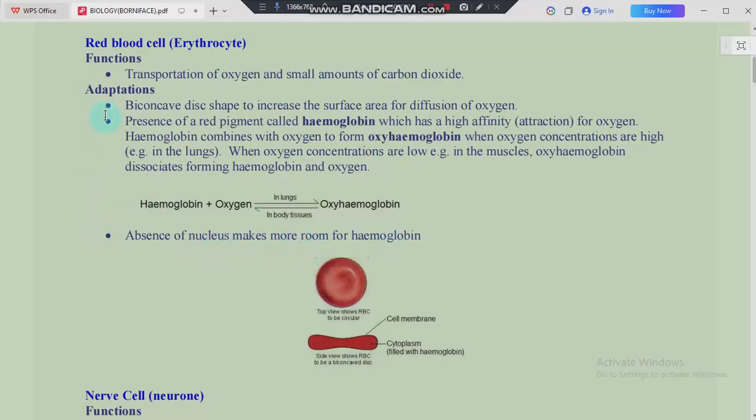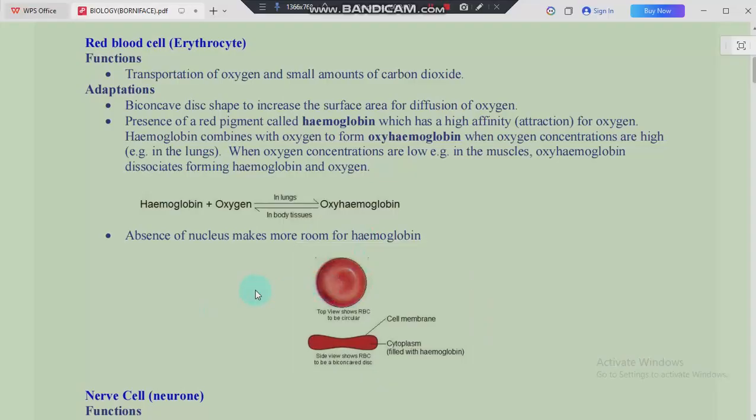So quickly going through the adaptations again, we have said there is a biconcave disc shape. Apart from the biconcave disc shape, the presence of a red pigment called hemoglobin and absence of the nucleus. So this is the structure of a red blood cell, and this red blood cell has what gives it the red color. We call that hemoglobin, and hemoglobin has a high attraction for oxygen. So oxygen is going to be attached to hemoglobin, and hemoglobin is found in our red blood cell, and then it is going to be transported to the lungs, right?